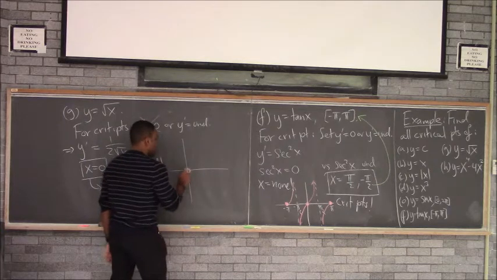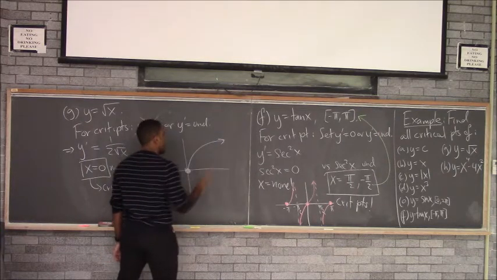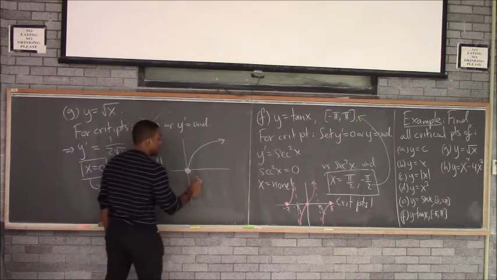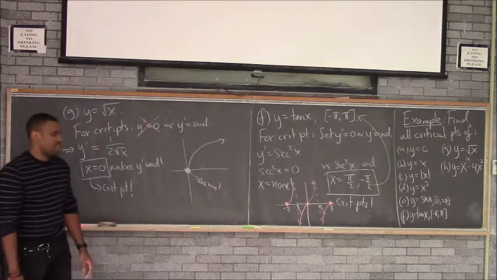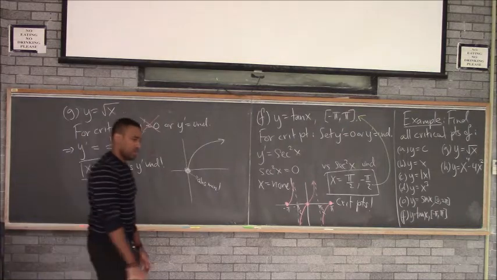Which, as you might recall from the square root function, is actually our absolute minimum. So we would have figured it out by doing that.